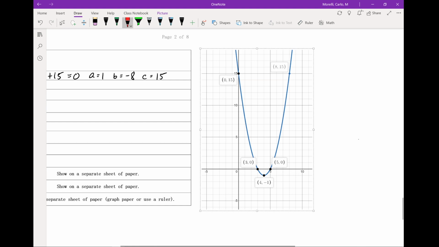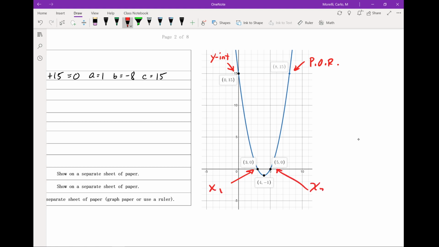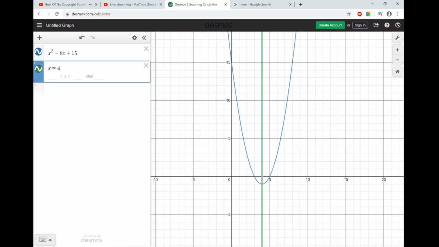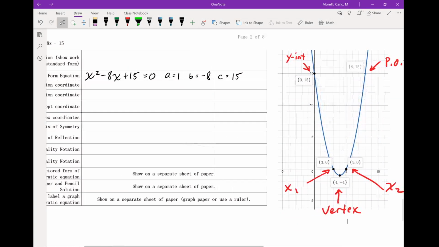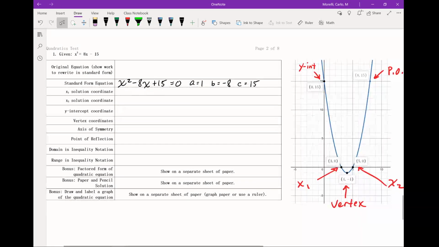All right, so let's label this graph. This is the y-intercept. This is the POR, point of reflection. This is x1. This is x2. This is the vertex. The axis of symmetry, if we go back to Desmos, is x equals 4. So you see that green line. Okay, x equals 4. So here we go. Fill this stuff in.